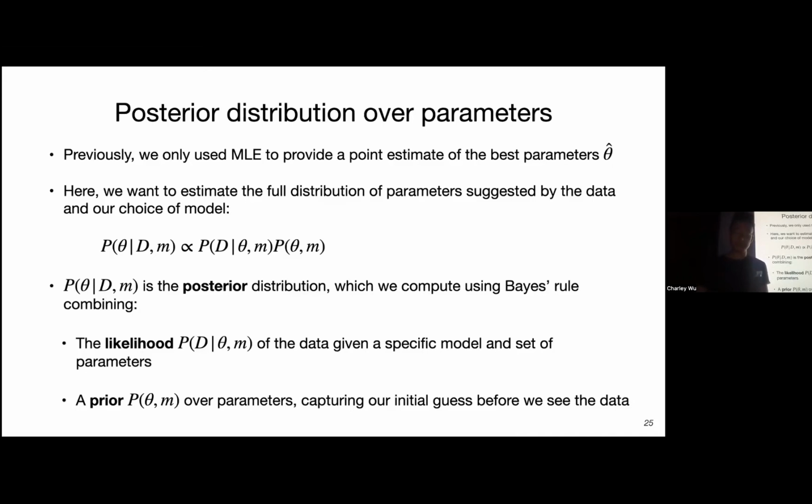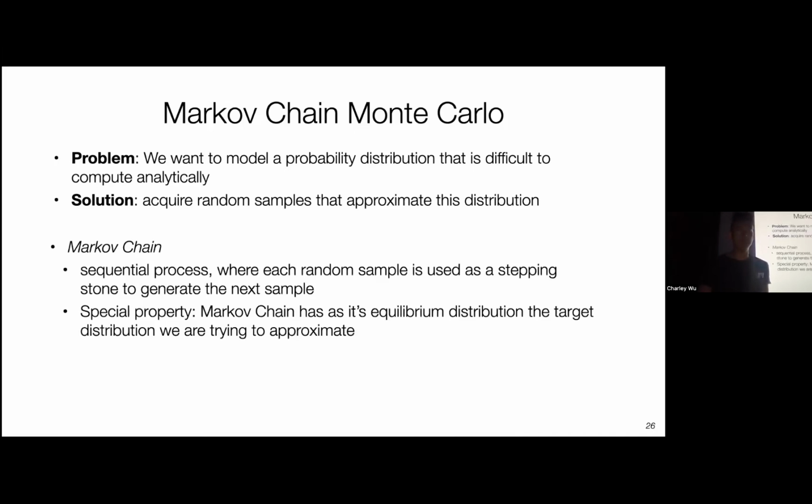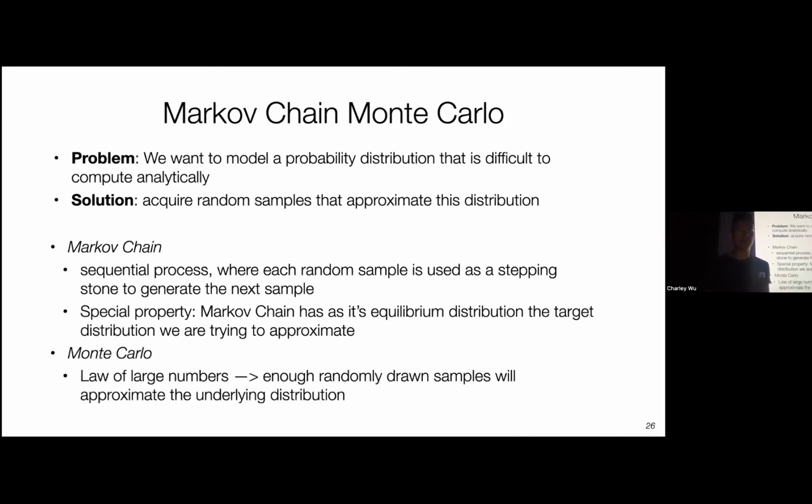So this is the kind of problem that we have. We want to compute a posterior distribution, but we can't integrate over all possible parameters. So this is where Markov chain Monte Carlo comes in, and it's operating on 2 very simple concepts that we connect together. The problem is we want to model a probability distribution that is difficult to compute analytically. And the solution is to acquire random samples that approximate this distribution. Okay, and it does so using 2 ideas.